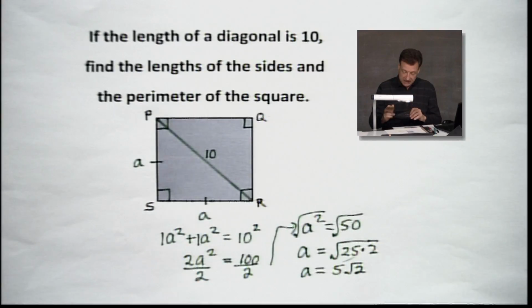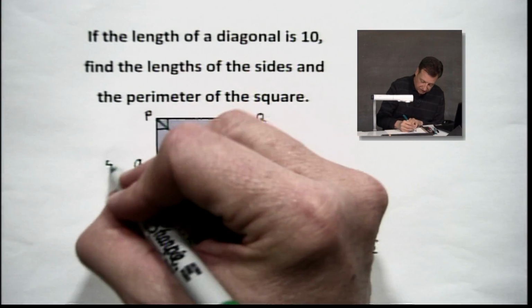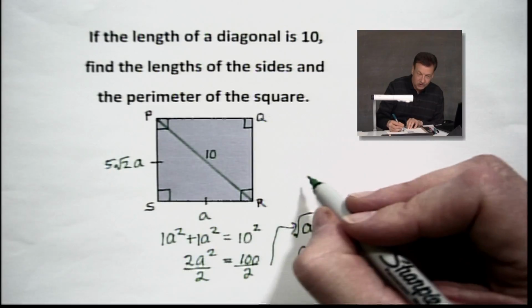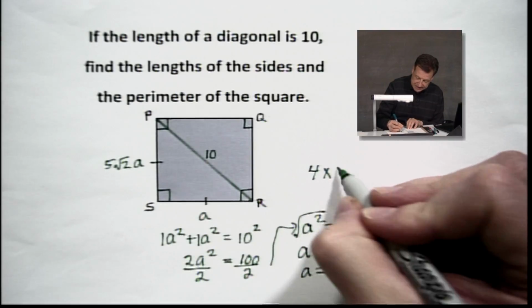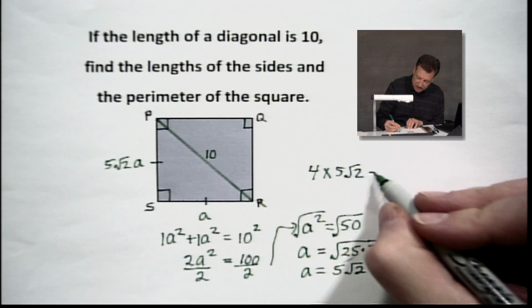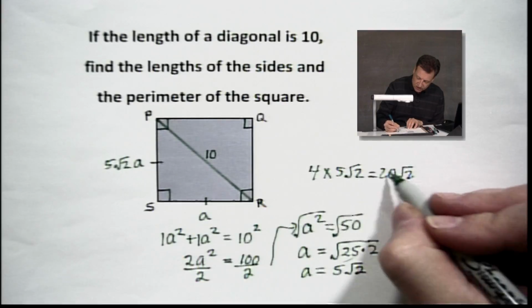We want the length of the sides. Well, there they are. 5 roots of 2. Perimeter, how about it? 4 times 5 roots of 2. You got it. 20 roots of 2. Remember not to multiply that by the 4.